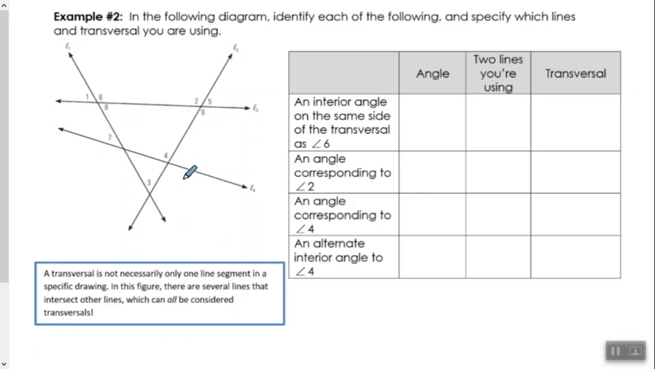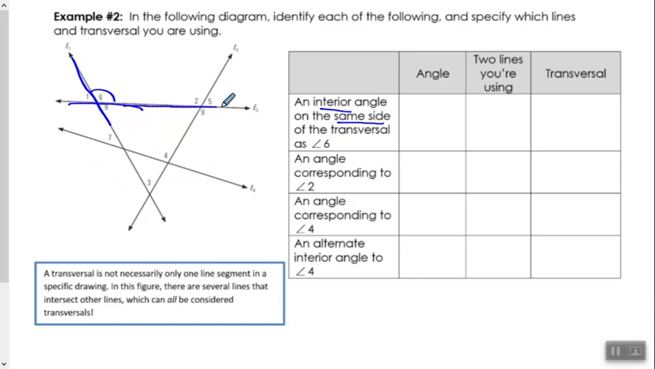So you don't necessarily only have one transversal, you can have many transversals, because here we have lots of lines that cut each other. So first, I'm looking at an interior angle on the same side of the transversal as angle 6. So that sounds wordy. It's basically I'm looking for a same side interior angle as angle 6. So here's angle 6. So we have a couple different options we can use. Now, if I take a look at this transversal and these 2 lines, angle 6 is not an interior angle. So that is not going to work out for us. So line 1 mustn't be my transversal.